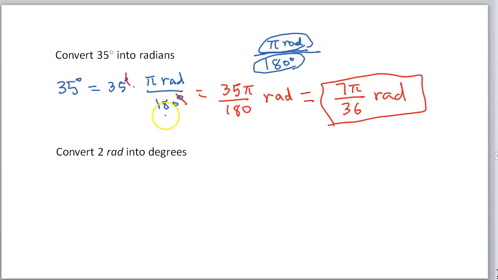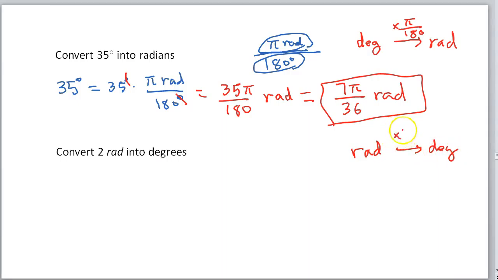Now, if this argument was too confusing for you, all you have to remember is when you want to convert degrees into radians, you just have to multiply by pi over 180. That's all you have to remember. And if you have radians into degrees, you just do the opposite. To go from radians to degrees, you multiply by 180 over pi.